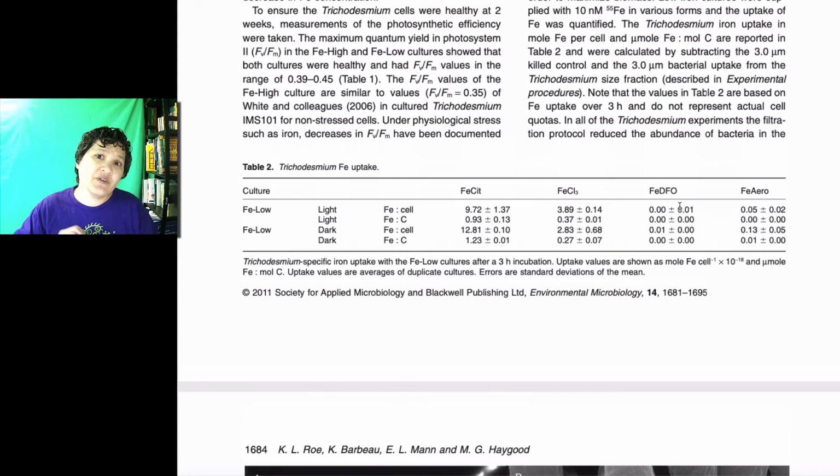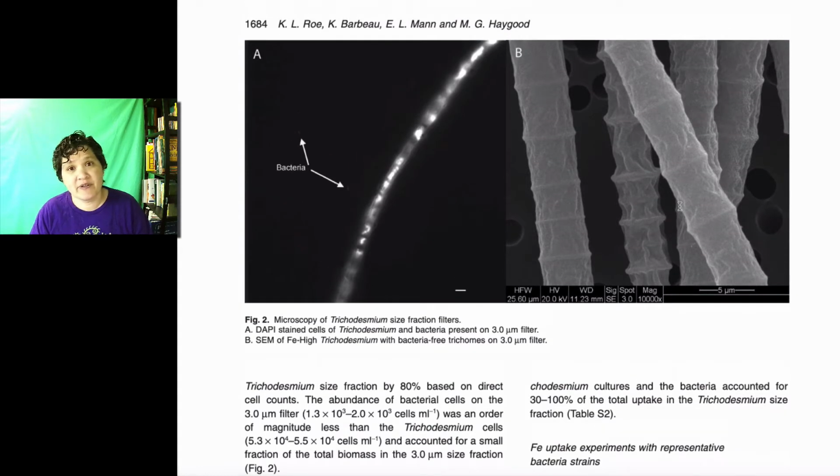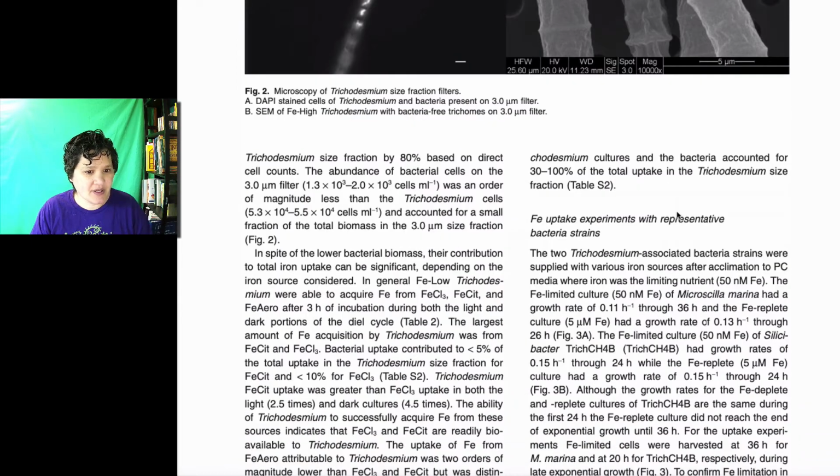Again, here you have multiple factors that would be really hard to display all of them in a graph. So they're put in a table. And because they're talking about how trichodesmium grows, then they have to put in some pretty pictures because we like pretty pictures. So they have SEM, they've got DAPI stain cells.